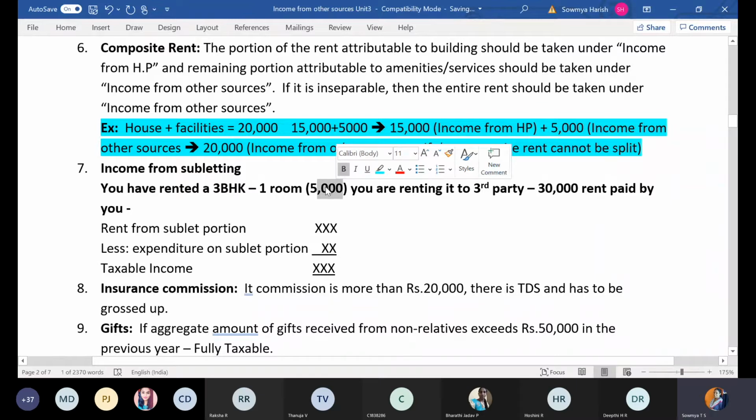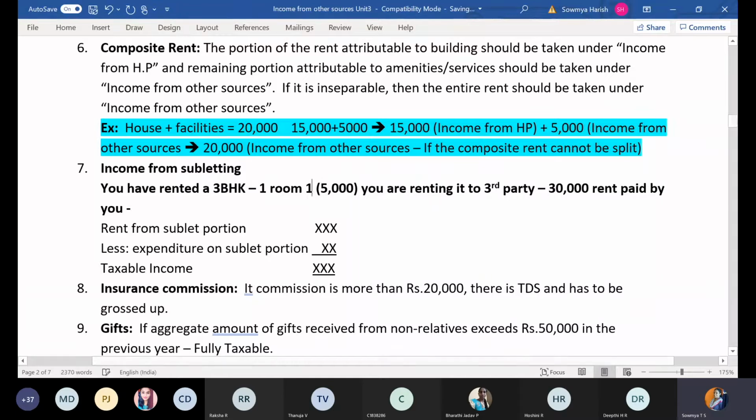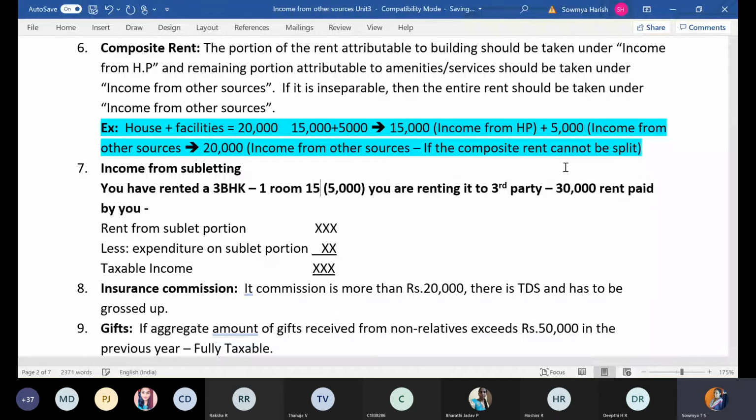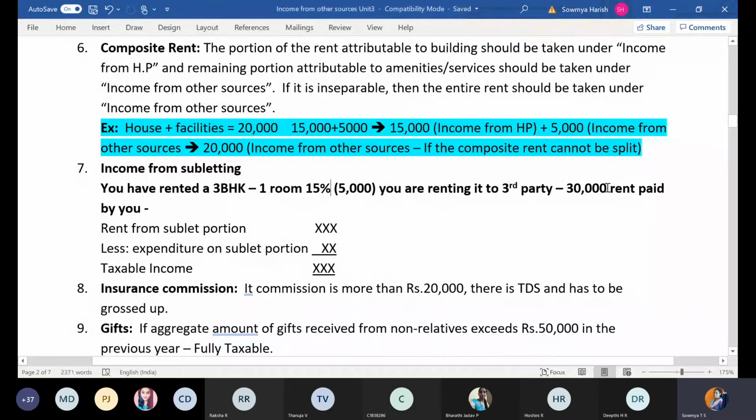So here you have earned an income of 5,000. But to earn this income, you are paying the rent even for this one room. For the total 3 BHK, you are paying 30,000. For one room also, you would have paid something. So think that this one room takes only 15% of the house space. In that case, out of 30,000, which is for 100% of the house space, 15,000 is an expenditure for this one room. So income minus expenditure, whatever you get, is the taxable amount.